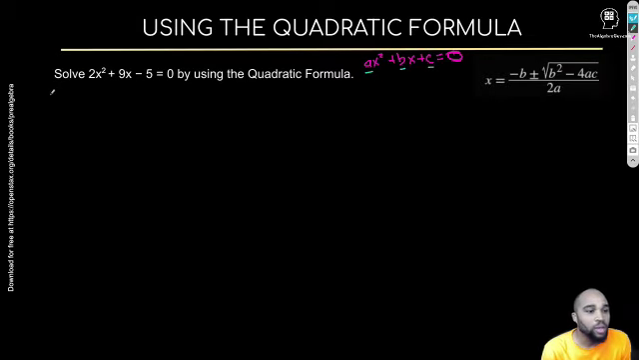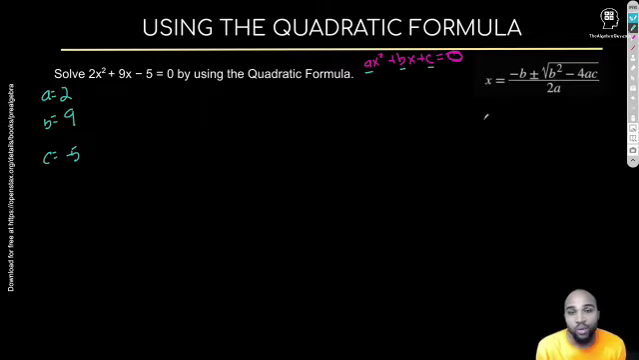So first, each time we're going to start by identifying our a, b, and c. I always like to start this way. Our a here is going to be a 2, as you can see, it's in front of the x squared. Our b is a 9, and our c is not a 5, but a negative 5. Now all we do is plug that into this formula, and we just solve it.